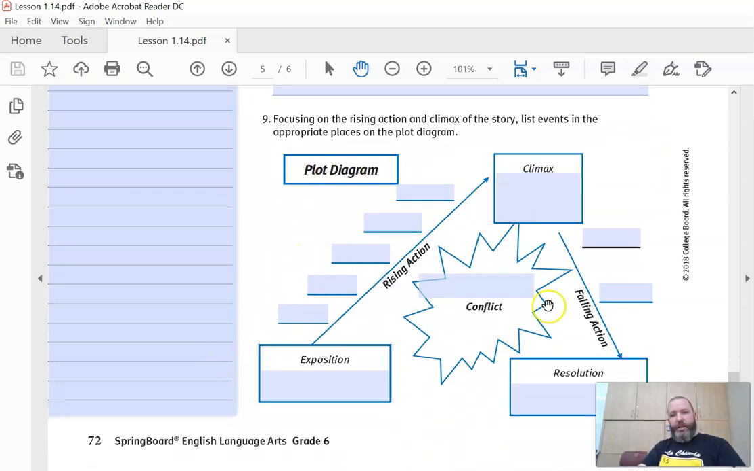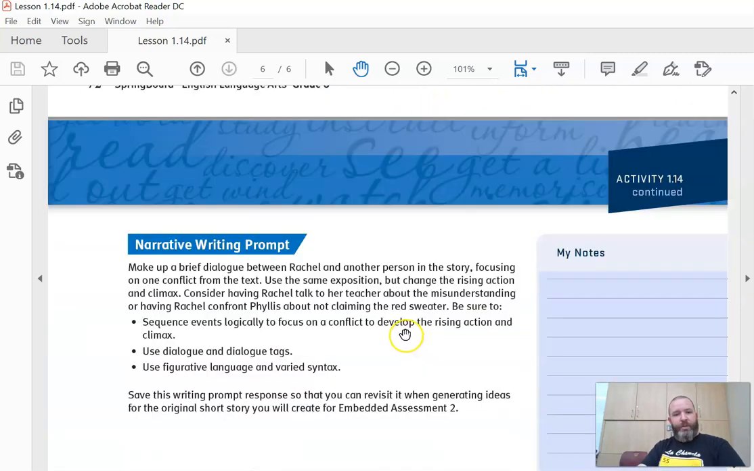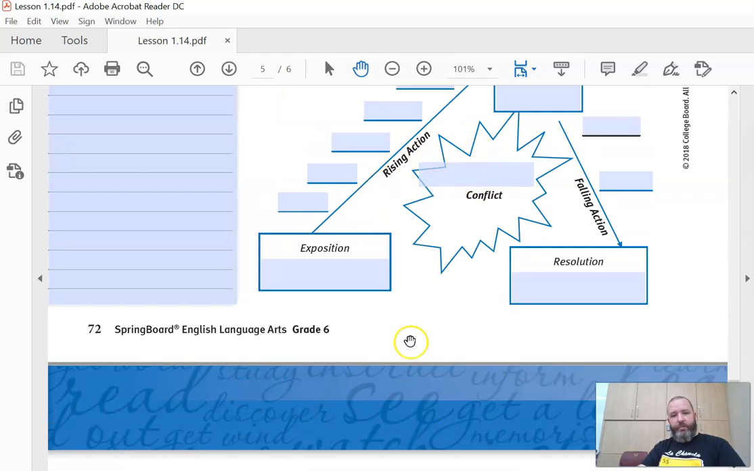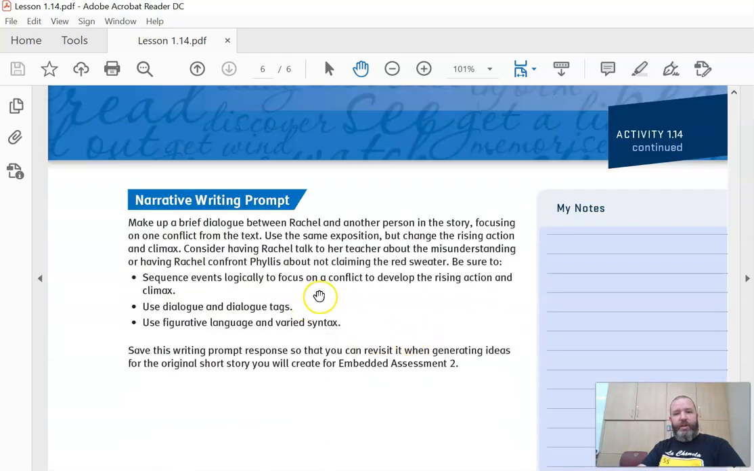And then we have another plot diagram. We should be good at these. I promise we won't be doing many more of these. For this story, you're going to be doing a plot diagram for 11. And then kids usually have fun with this. So in a Word document, you'll also be attaching to this assignment, it says, make a brief dialogue between Rachel and another person in the story. Most people choose either one of the girls or the teacher, focusing on one conflict from the text.